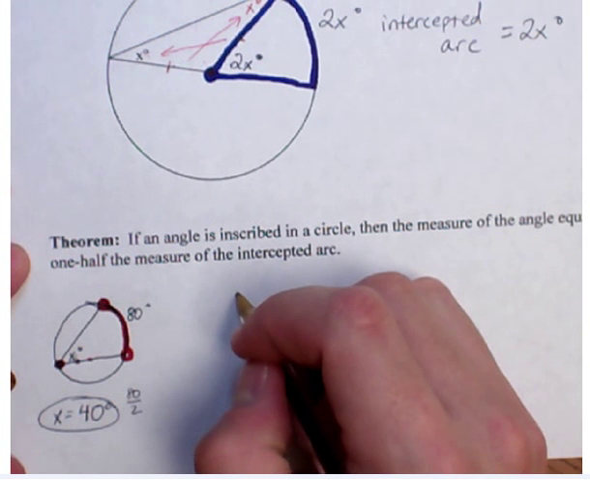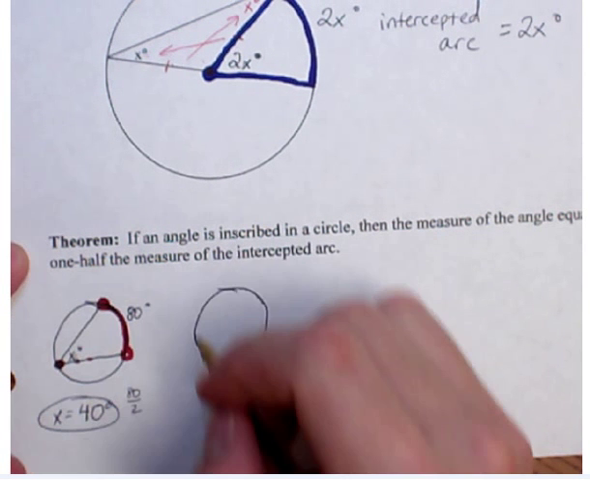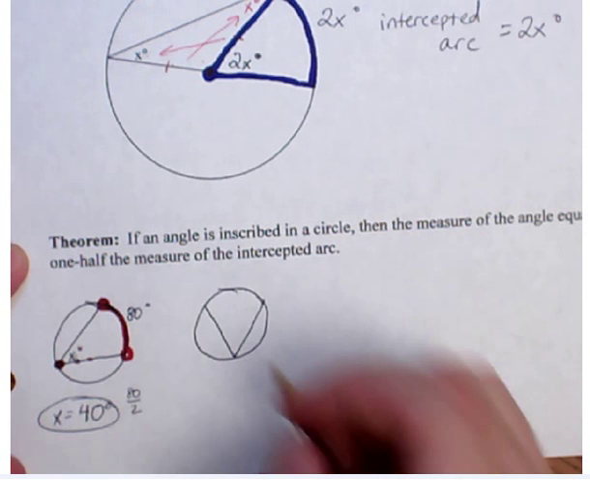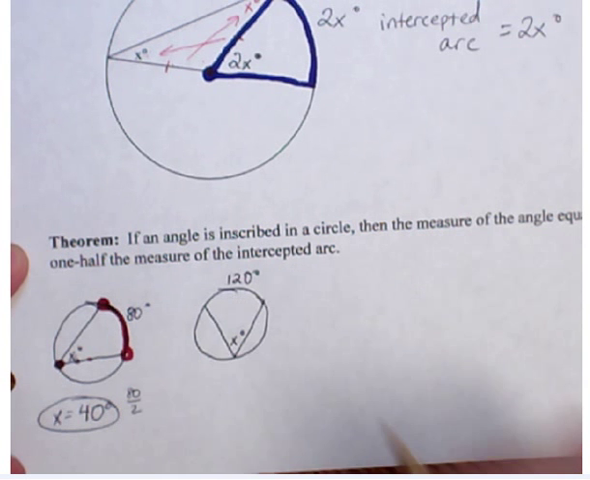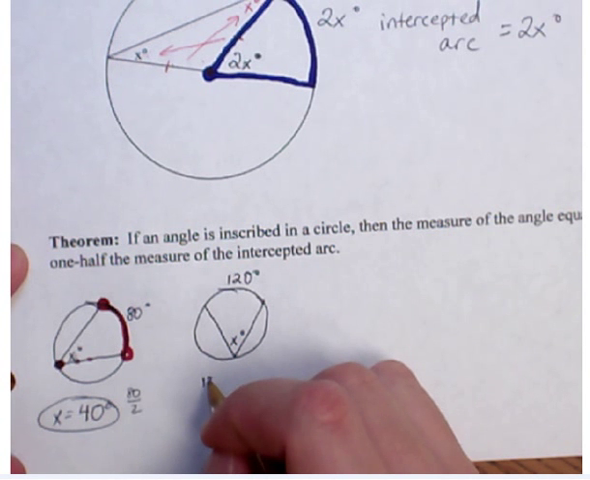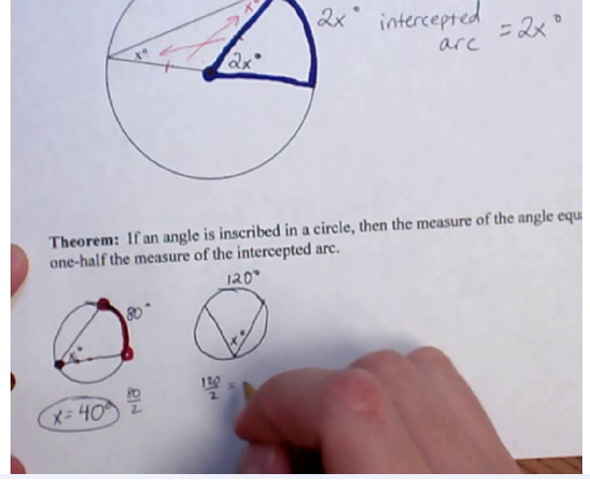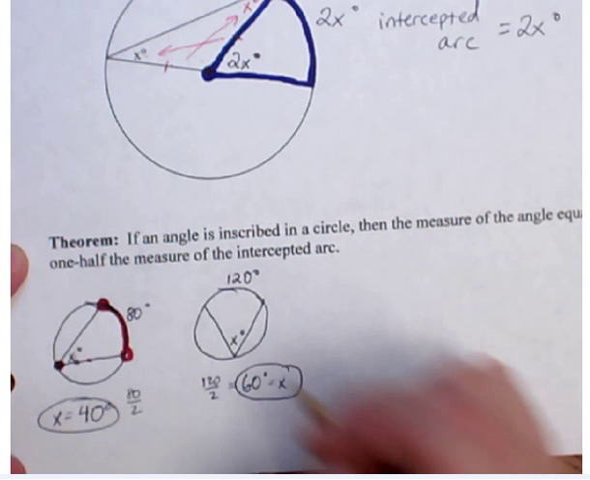All right, let's do another example. I'm going to give you a bunch of examples today. Let's say that this is 120 degrees, and we'll call the inscribed angle x degrees. What would be the measure of x? Well, half of 120, 120 divided by 2, is 60 degrees. That's x. So x is 60.